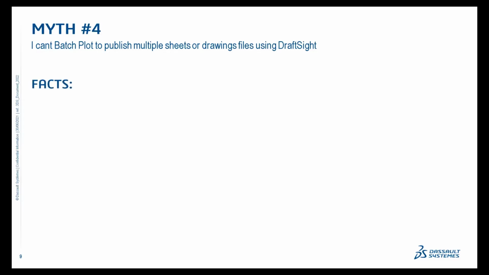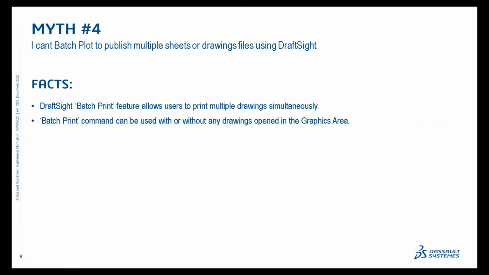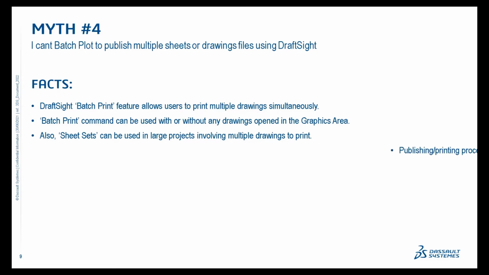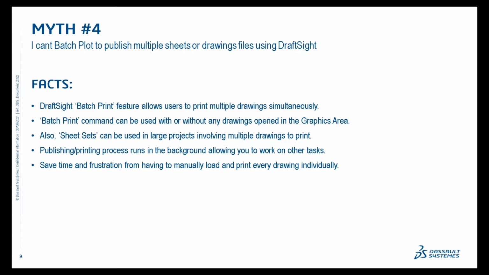So the facts are, the DraftSight batch print feature allows users to print multiple drawings simultaneously. And batch print command can be used with or without any drawings opened in the graphics area. Also, sheet sets is a powerful way that can be used in large projects involving multiple drawings to print. Publishing or printing process runs in the background, allowing you to work on other tasks. All these things help you save time and frustration from having to manually load and print every drawing individually. Go ahead and give it a try.